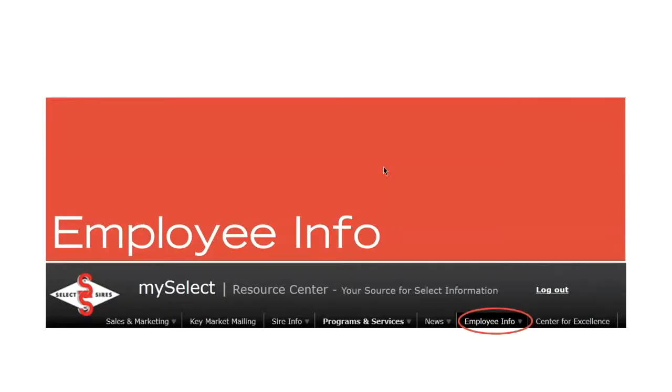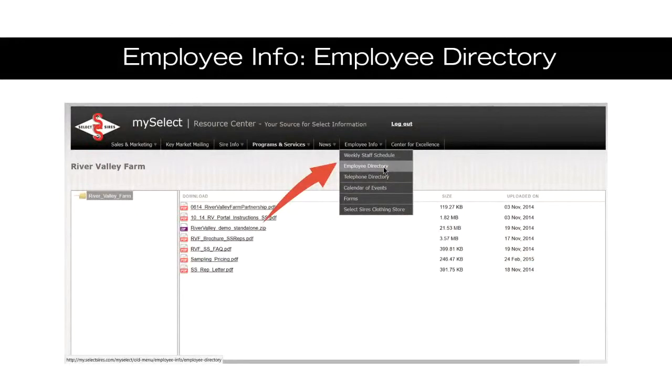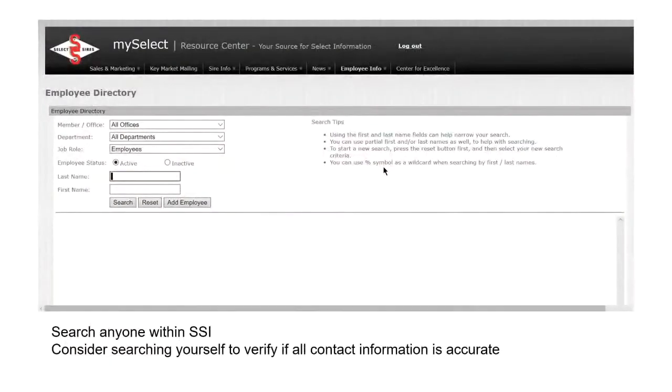All right, so one of the other tabs on the navigation bar is the employee directory. We recommend going to the employee directory to search for anyone within SSI. You can actually consider searching yourself if you want to make sure that all your contact information is accurate. But here's an opportunity if you've met someone somewhere at a conference or elsewhere and you want to get more information about them, how to reach them, all of their information will be in this employee directory. Feel free to use it.